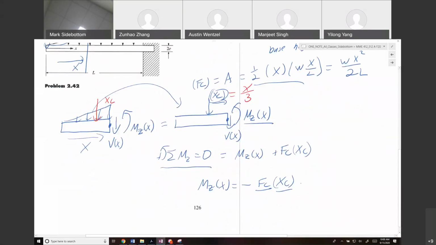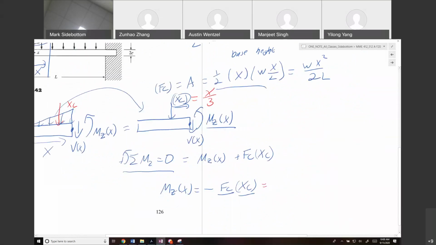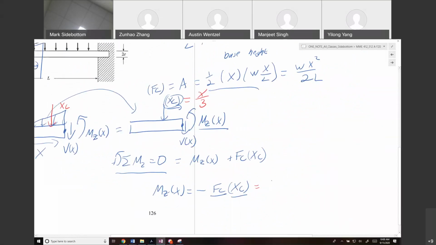So if we plug in those values for f of c and for x of c, we end up getting minus our moment Mz of x is going to be equal to minus w x cubed over 6L.